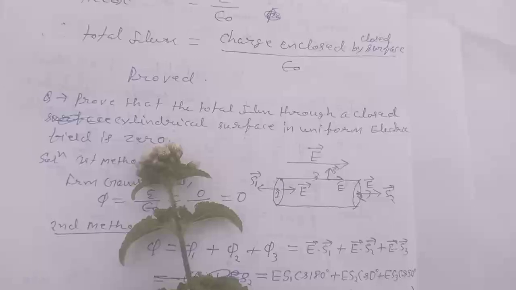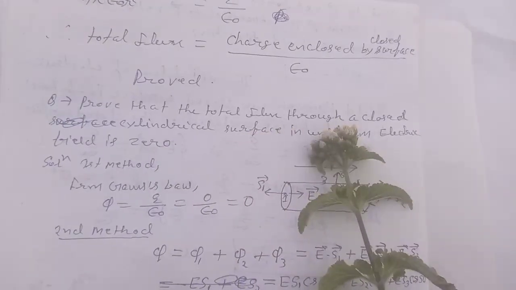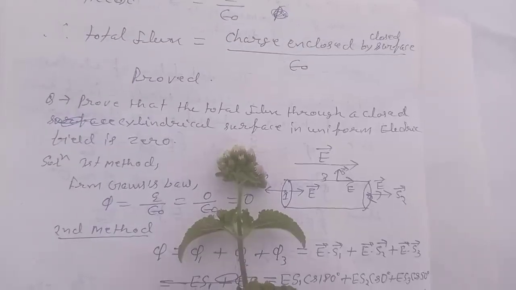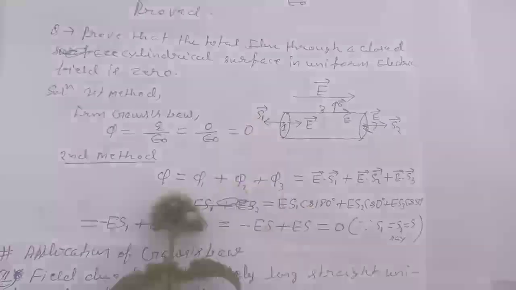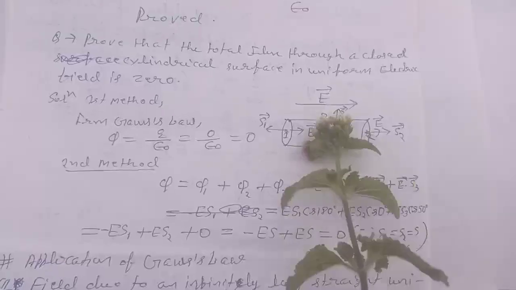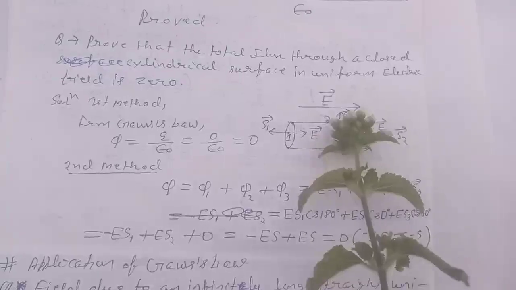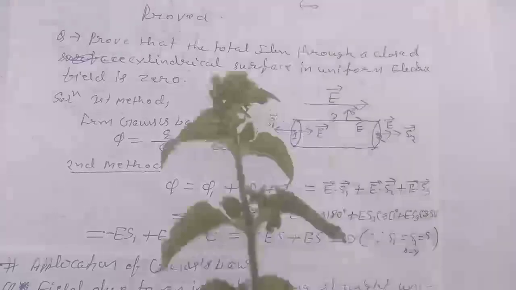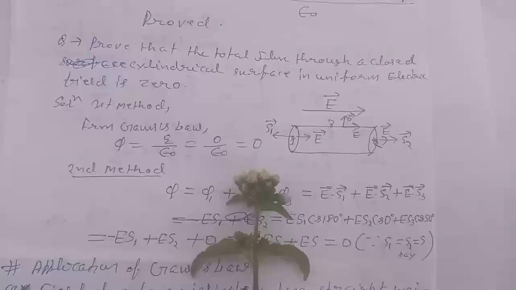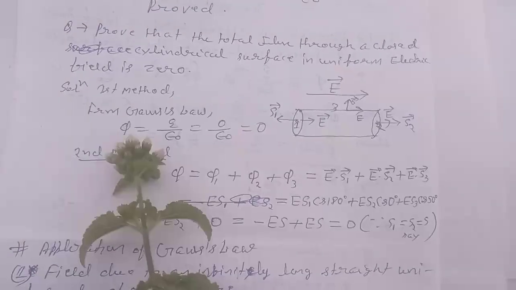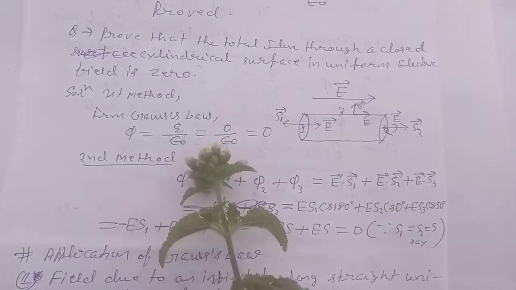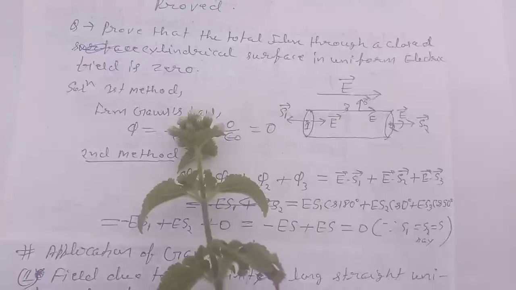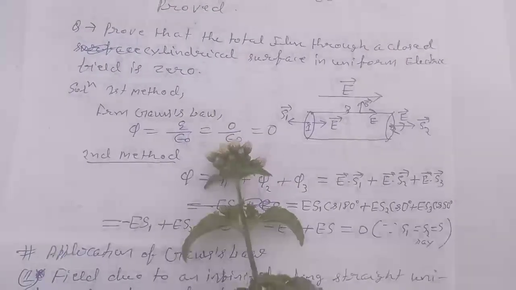Question: prove that the total flux through a closed cylindrical surface in a uniform electric field is zero. First, this is the cylindrical surface, a cylinder placed in a uniform electric field as shown in the figure. The electric field is in this direction. From Gauss's law, phi is equal to q by epsilon naught. Because no charge is enclosed in the cylinder, the total charge is zero. So 0 by epsilon naught equals 0.